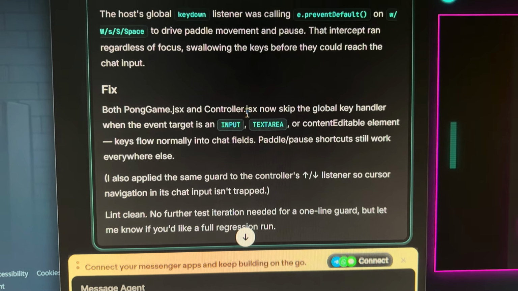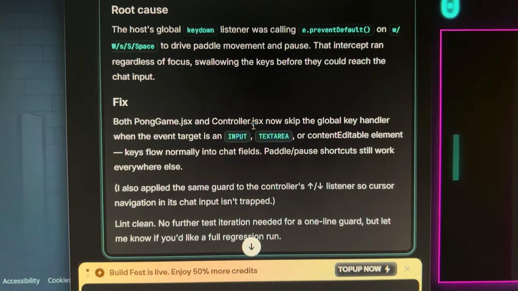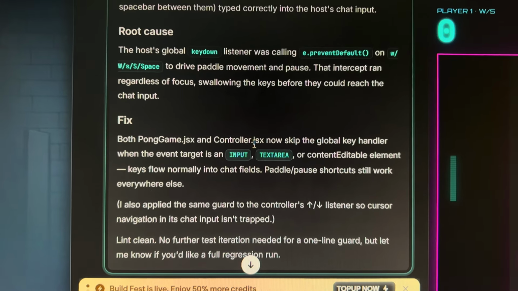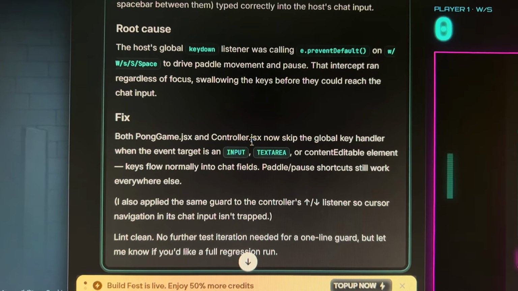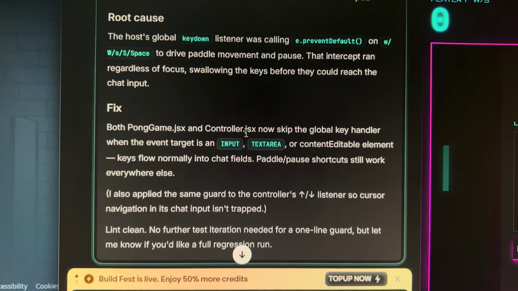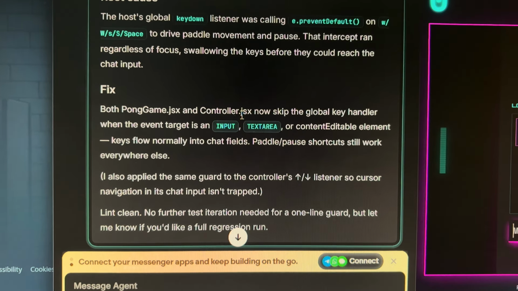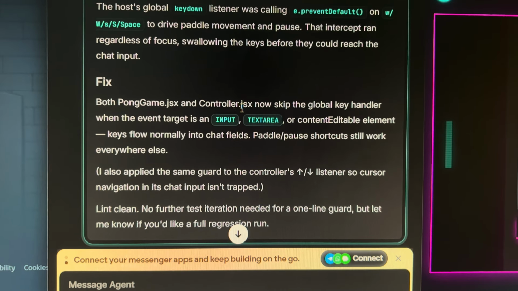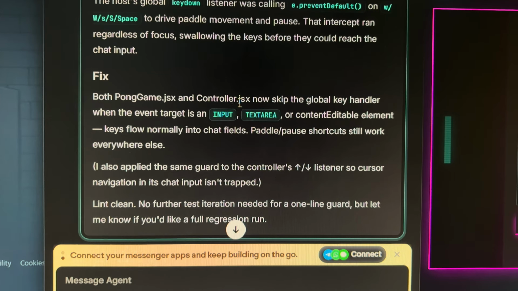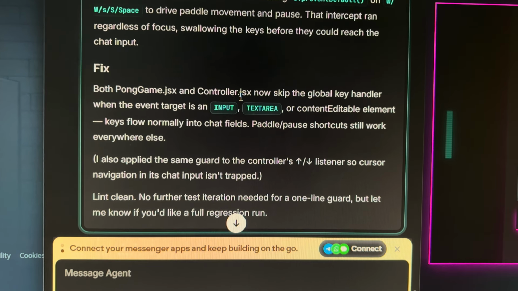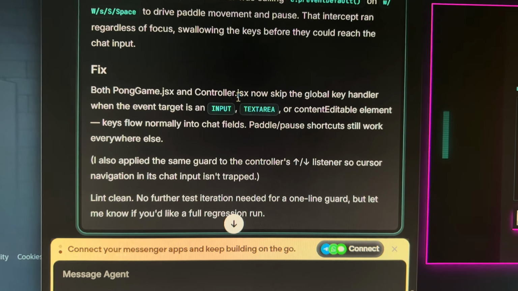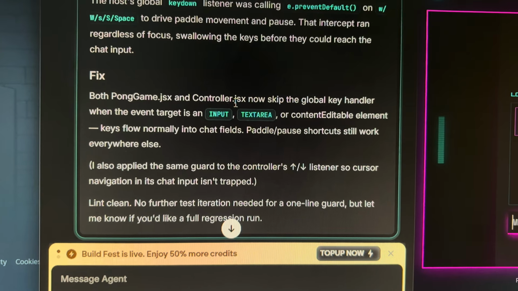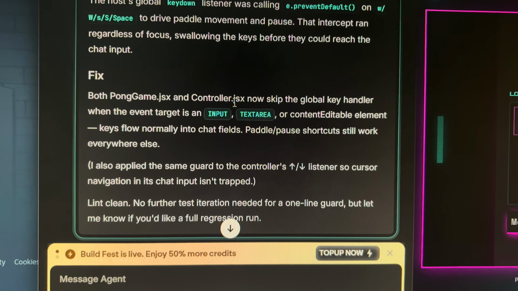The fix: those JSX files skip the global key handler, and then there's event targets. So it looks like Emergent knows what it's doing. Looks like the game logic knows what it's doing. I also applied the same guard to the controller listener, that is the player 2 listener, so cursor navigation in the chat input isn't trapped.